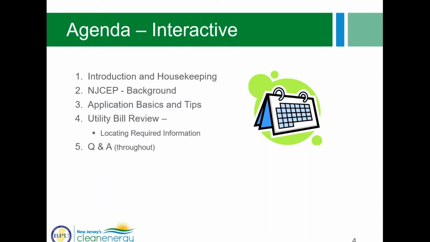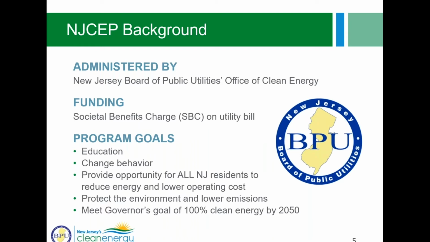Now, a little bit about how the program is operated. Many of you on the call probably know TRC administers New Jersey's Clean Energy Program on behalf of the New Jersey Board of Public Utilities. The funding for the program is supplied through a line item fee on each regulated utility's billing statement called the Societal Benefits Charge, or in some cases designated as the SBC on your bill.